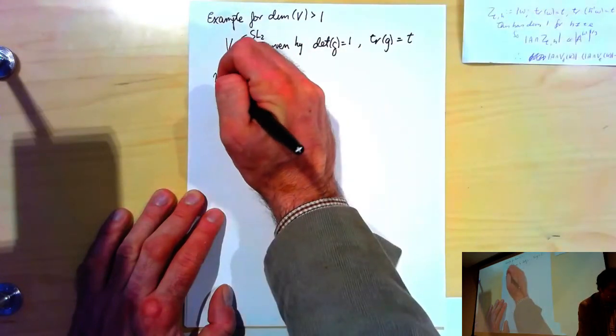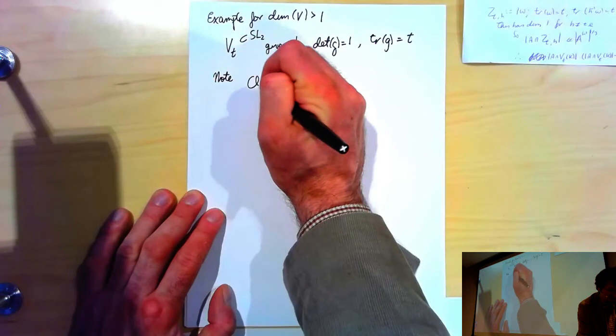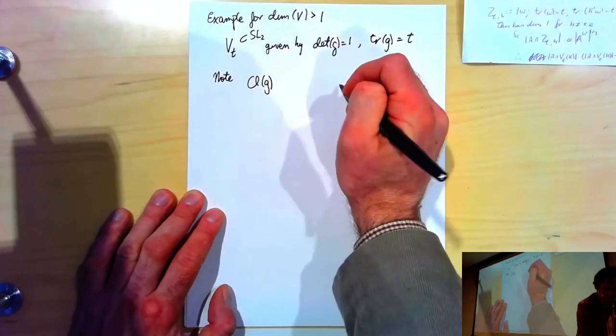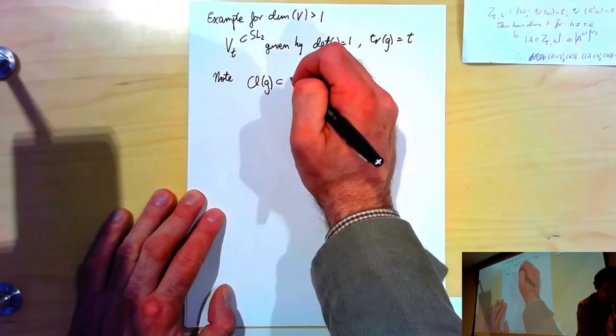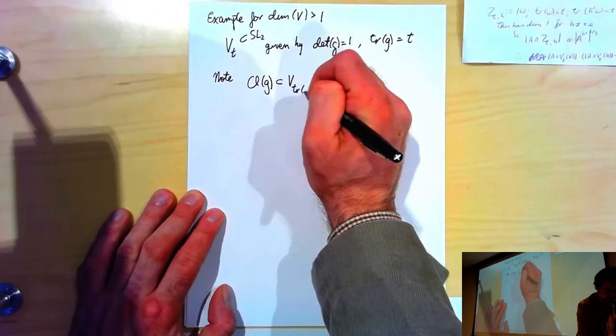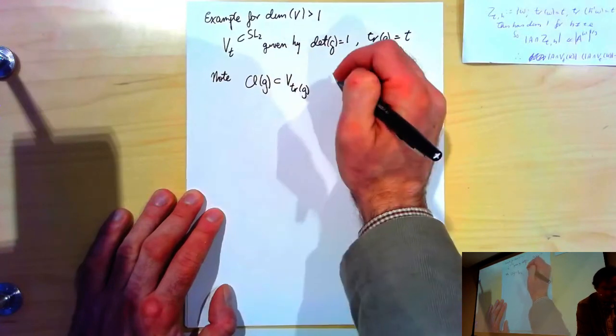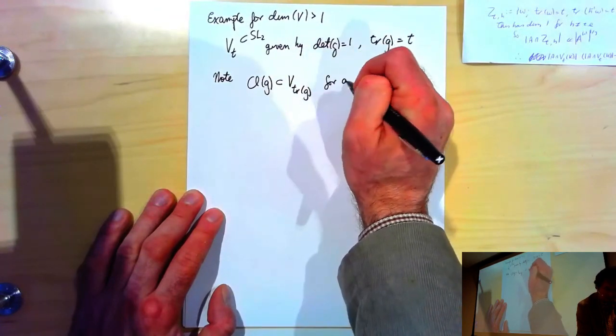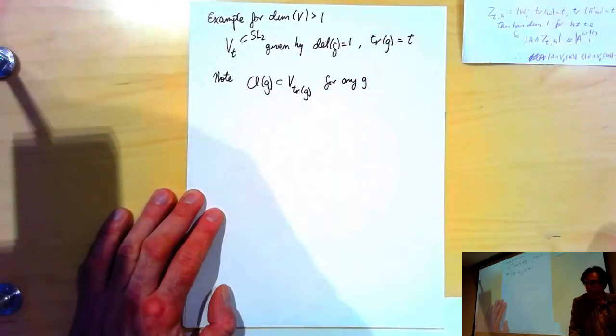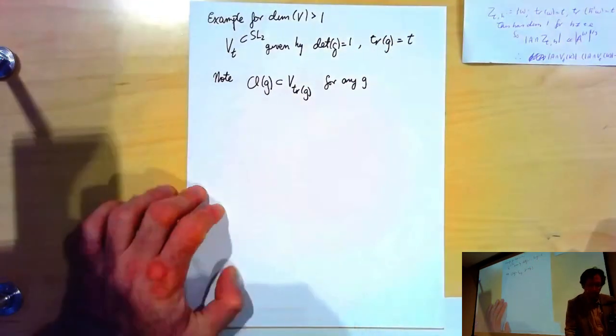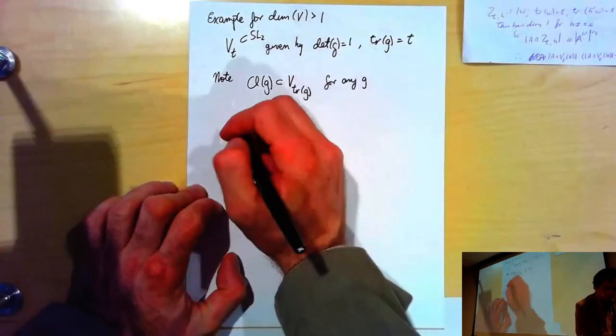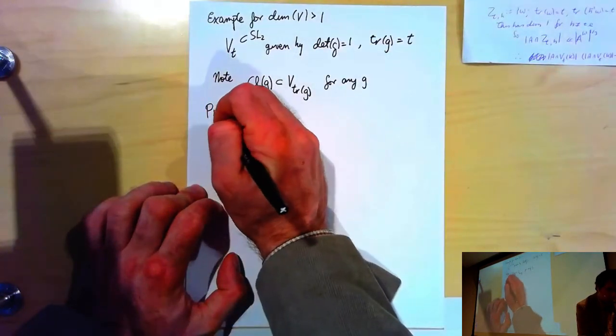Now, why do we care about such a subvariety? It's because the conjugacy class of an element is always contained in V of trace of g. Now, the trace is invariant under conjugation. That's what this means. Now, let me state the proposition and I will sketch you the proof.